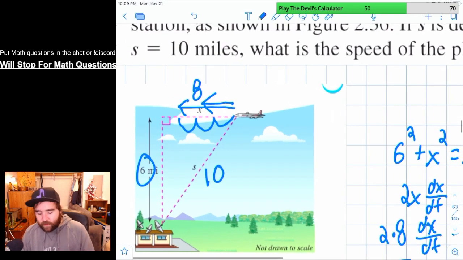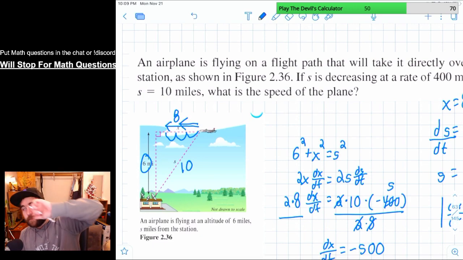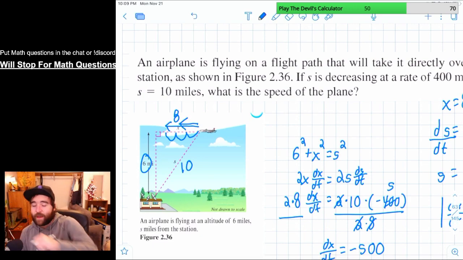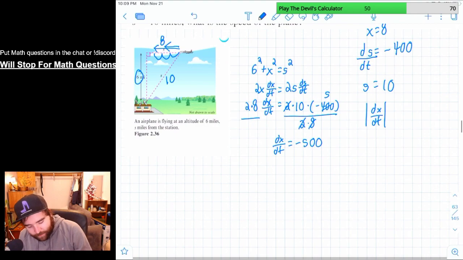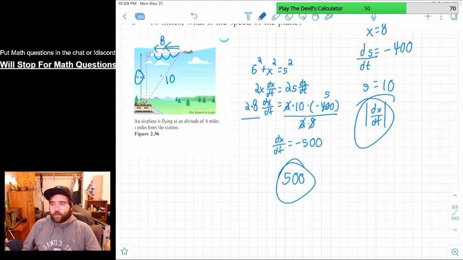So that's getting smaller at 500 miles per hour, which means the plane is moving that way at 500 miles per hour. Yeah, that makes sense. And like we said at the beginning, it's the absolute value, so it just becomes positive.